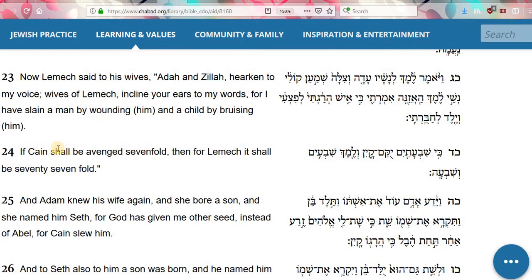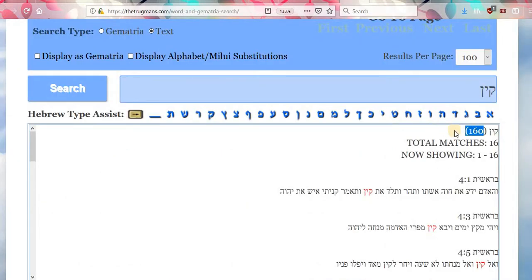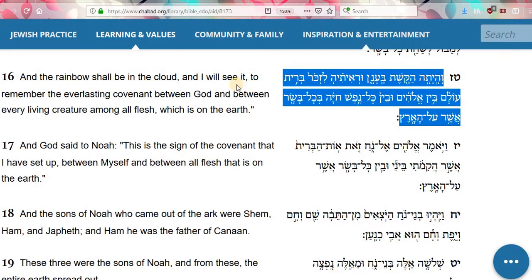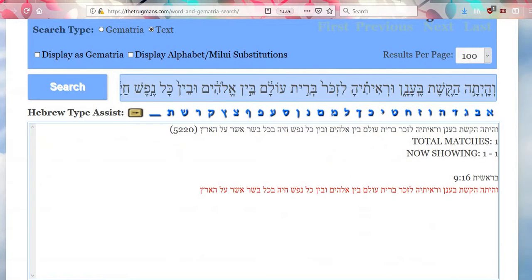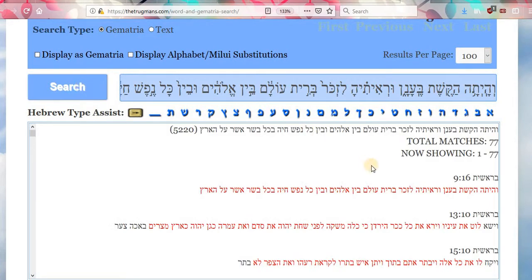This verse here. If Cain shall be avenged sevenfold, then for Lamech it should be 77-fold. And I have heard it said that the Noahide Code, which clearly has 7 laws, breaks down into 77 laws. So let's do one more verse. And the rainbow shall be in the cloud, and I will see it, to remember the everlasting covenant between God and between every living creature among all flesh which is on the earth. And here it is, 916, 5,220. Let's see how many times that shows up. 77.